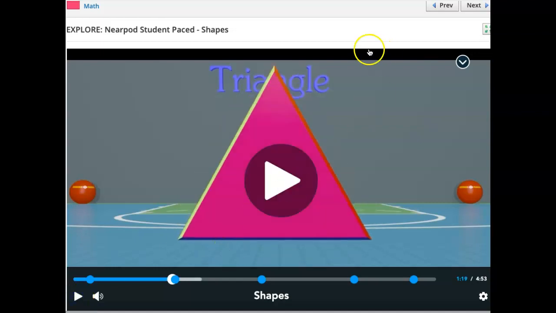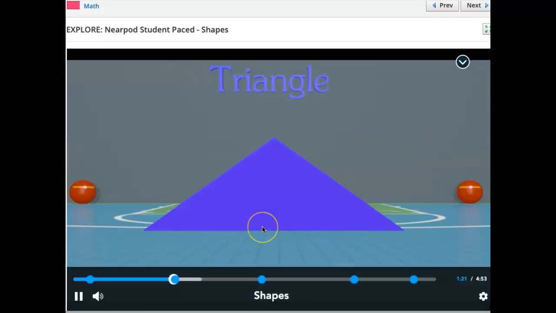I'm going to pause that for a second because the word that we use is vertices. Vertices is the point where the sides come together, and as you heard in this video, some people call them corners as well. Now how about this shape?